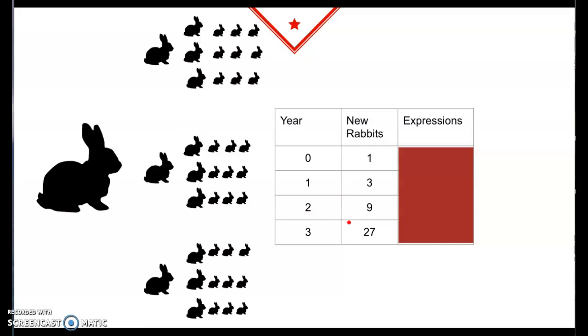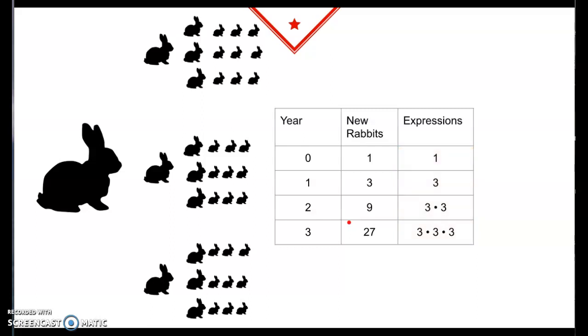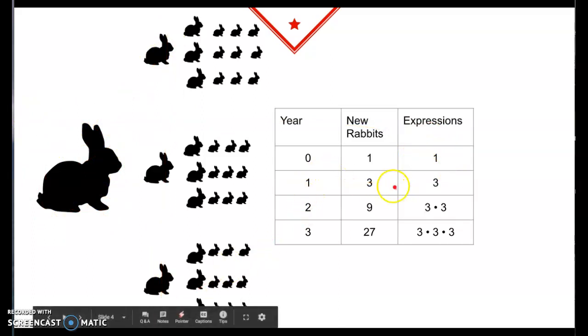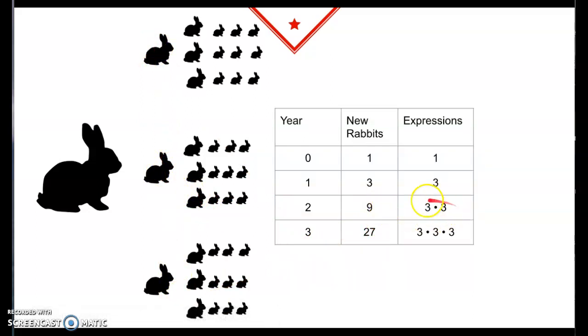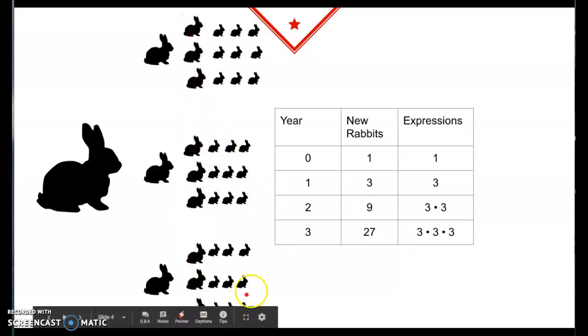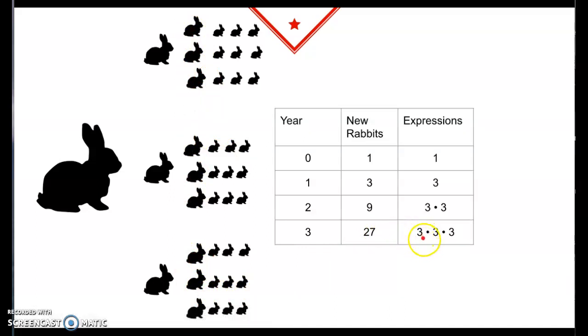Now to write an expression that matches that would be something like this if we're using multiplication. So we have this one, year 0, where we start with 1 rabbit. And that next year, that 1 rabbit has 3 new rabbits. That next year, each of those 3 rabbits has 3 rabbits. So we're here. And then that last year, that 3rd year, these 9 rabbits each give birth to 3 rabbits. So this is showing repeated multiplication.